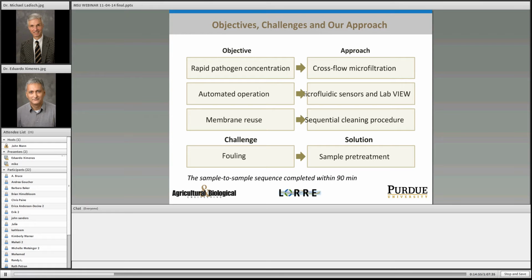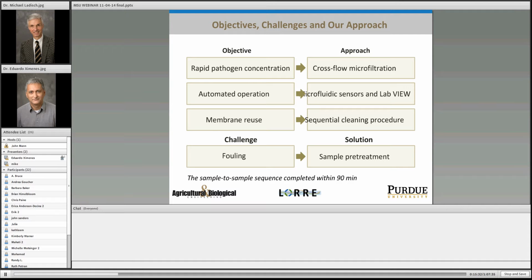For that, we develop a sequential cleaning procedure. So after using the membrane, we can reuse it. And what would be the challenge for all of that? One major challenge is that when processing the food, fouling agents are generated, and those fouling agents, which could be carbohydrates or nucleic acids, can clog the membrane.